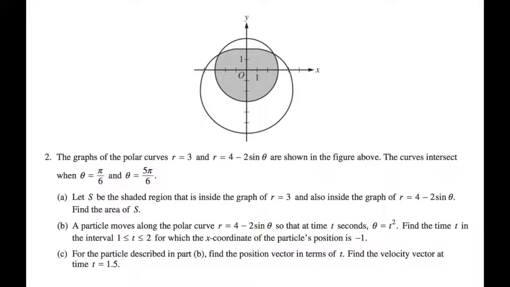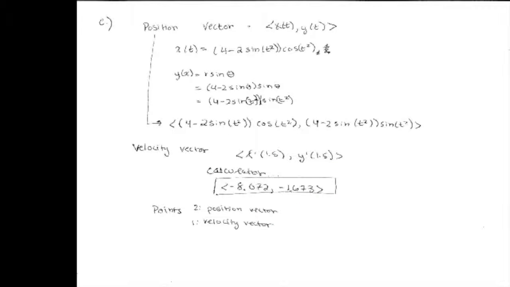Okay, so next is part C, and part C asks, for the particle described in part B, find the position vector in terms of t. Find the velocity vector at t equals 1.5. And so what we're going to have to do is separate the polar equation and put it in terms of x and y. And so we already solved for x in part B, and we have x of t equals 4 minus 2 sine of t squared times cosine of t squared.